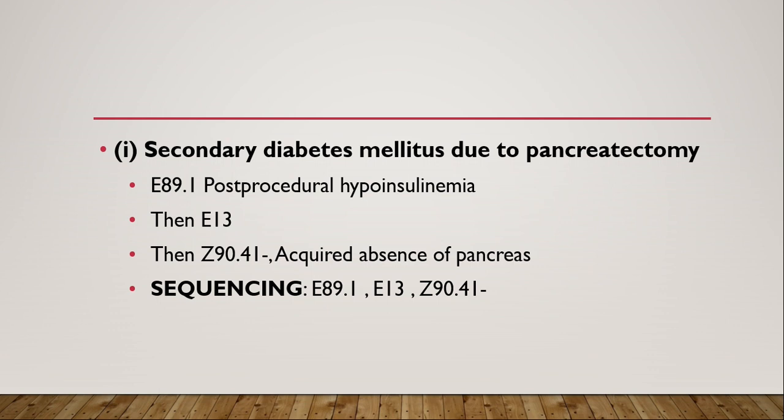Here's what I'm talking about with your pancreatectomy. So E13: if it is due to removal of your pancreas, or pancreatectomy, it should be coded under E89.1 first, followed by E13. E13 can never be a primary. That's why, as you can see in the sequencing, it's only a second code. Z90.4 if an acquired absence of pancreas. You may also use Z79.4 if the patients are already using insulin, long-term use of insulin. And most of the time it happens because you no longer have your pancreas.